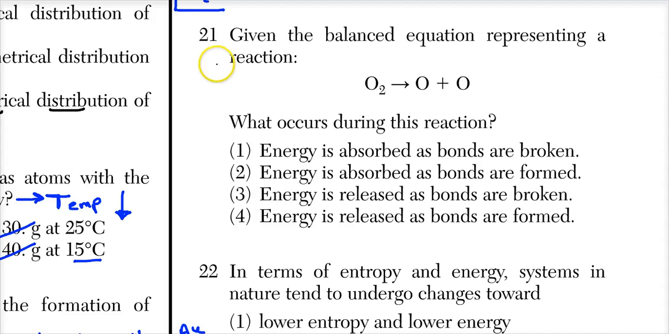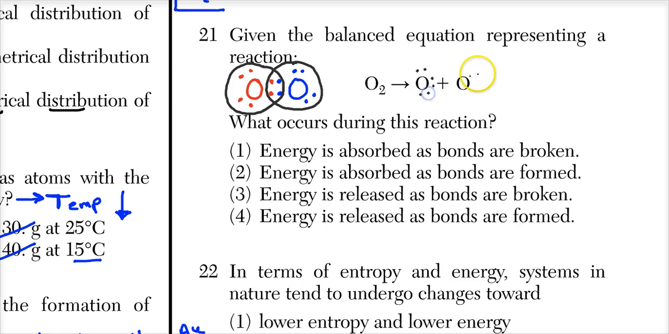All right, number 21. Given the balanced equation representing a reaction, what occurs during this reaction? Well, O2 implies we have O bonding with its 6 valence electrons, double bonding with another O with its 6 valence electrons, making a double bond so that each oxygen is sharing 8 to fill its valence shell. So in order to go from this to oxygen, which we can write as 6 valence electrons, you have to break the bond. Bonds are being broken.